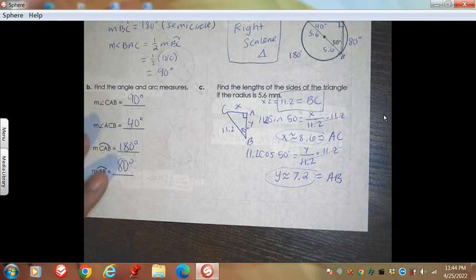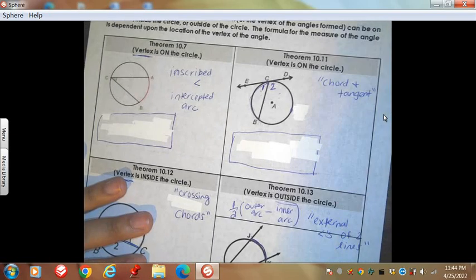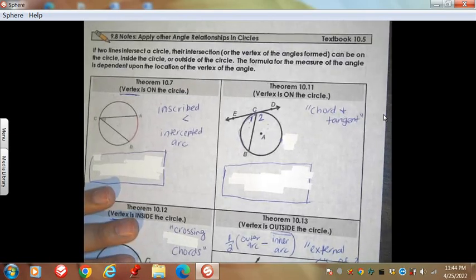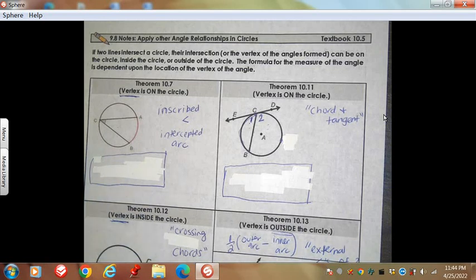And so we're going to look at the 9.8 practice, or the notes actually first, and then we'll get to the practice. So at the top here, it's talking about applying other angle relationships in circles. So we've seen a little bit with some relationships with circles so far. We saw some things with tangents last unit. Yesterday, we saw stuff with inscribed angles.